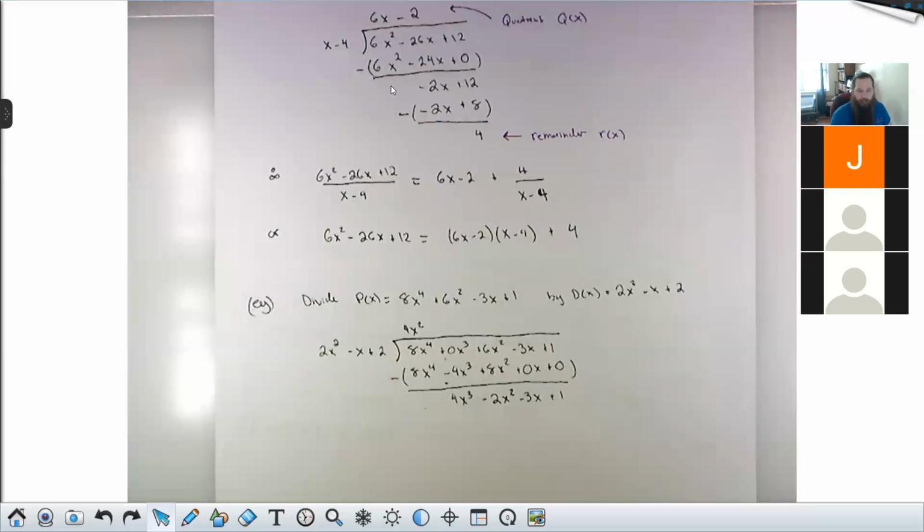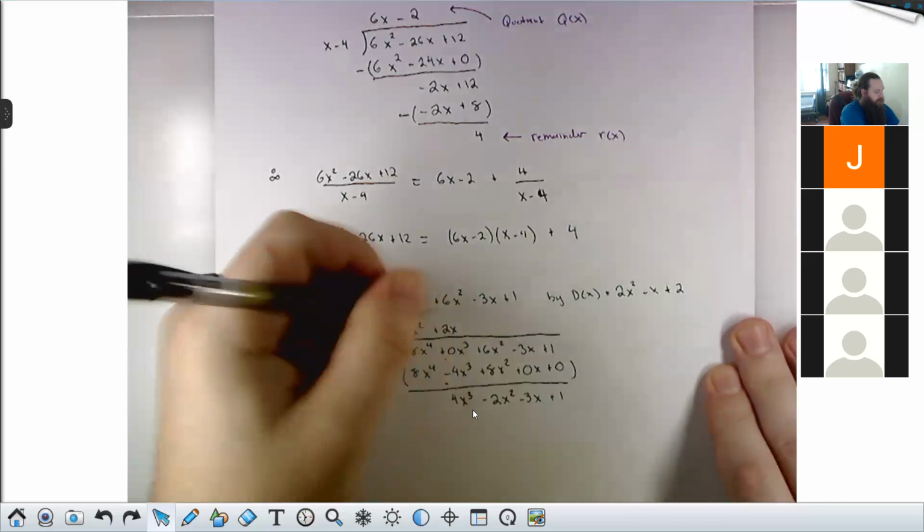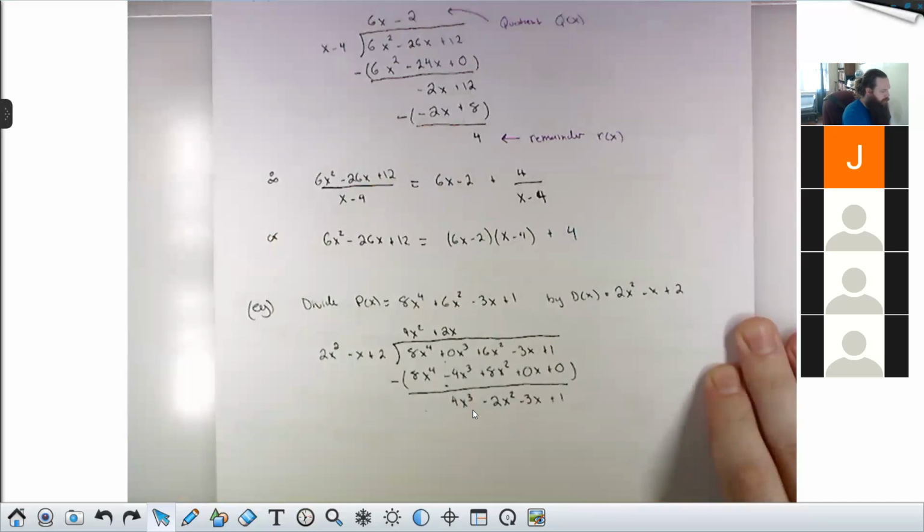Now we do it again. So I'm left with this, which I'm now trying to divide by this. So I look at the largest order term here and the largest order term here. By what must I multiply 2x squared in order to get 4x cubed? 2x? Yeah. So up here I write plus 2x. That's the next term of my quotient.